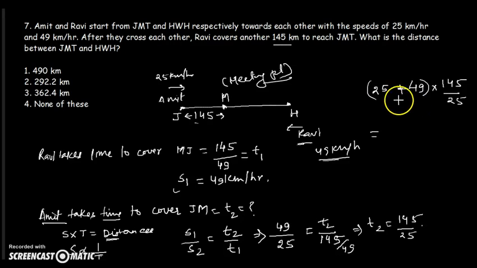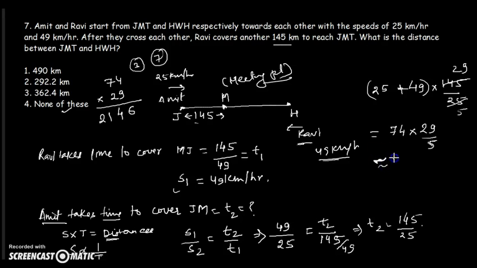What is the value? This will be 74 into 145 by 25. Let us reduce this. It becomes 74 into 29 by 5. This will be approximately 74 into 6, or something lesser than 74 into 6. 74 into 6 is 444. So the answer is something lesser than 444, but there is no option closer to 444 and less than that, so we'll go for option D.